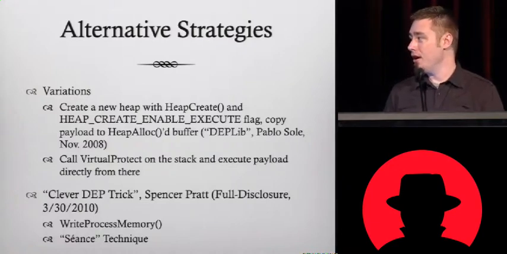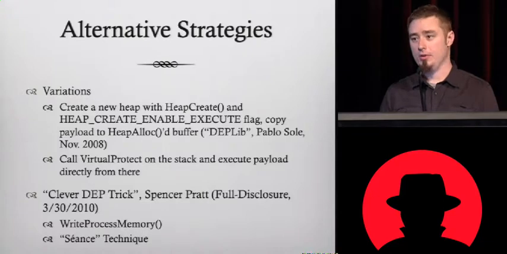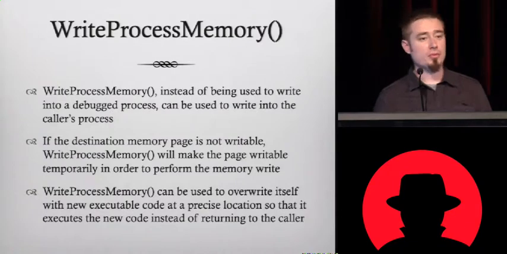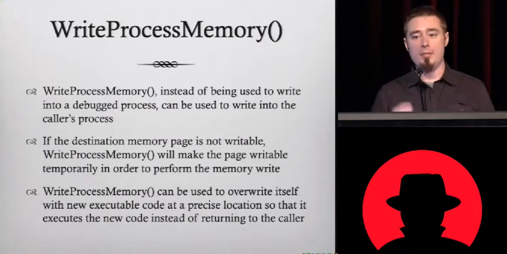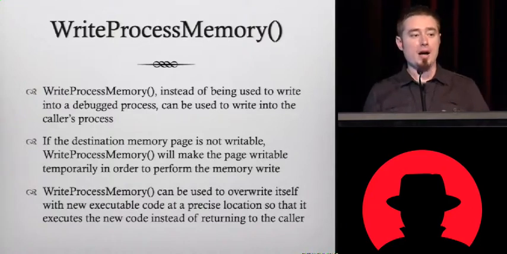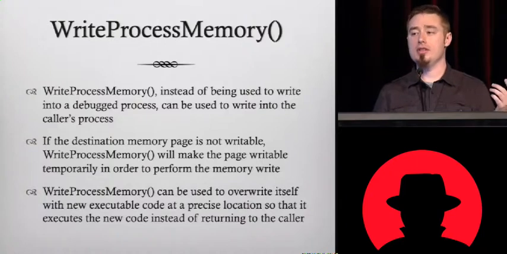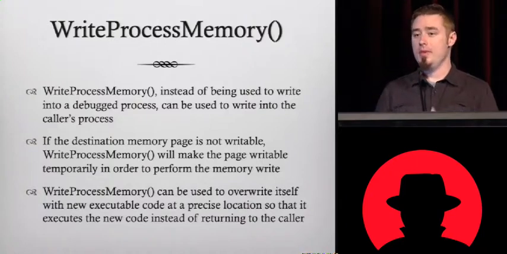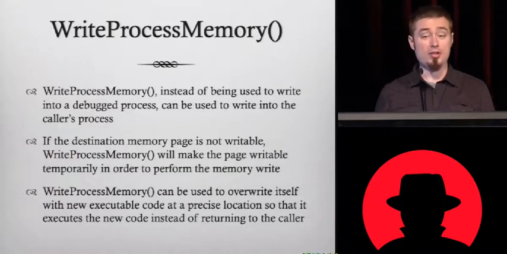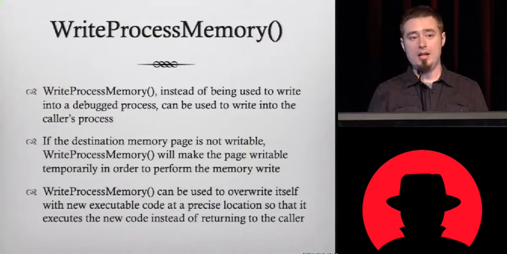Some other alternatives that work in non-ASLR environments were documented by Spencer Pratt, of all people, on Full Disclosure a few months ago. And he had an interesting WriteProcessMemory technique. So WriteProcessMemory does an interesting thing. In the spirit of being a little more user friendly, if the page you're trying to write to isn't actually writable, it'll make the page writable and then write the data to it. Another thing is WriteProcessMemory is traditionally used when you're debugging another process. Well, you can just pass an argument to it that specifies this process, and so you'll just use these debugging functions on yourself.